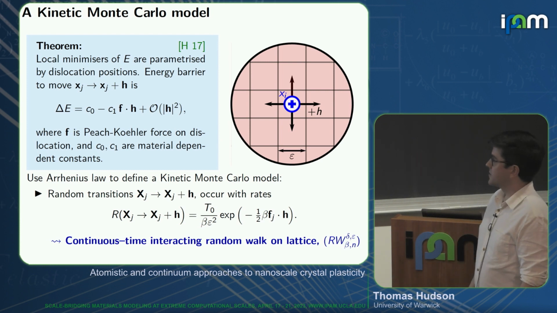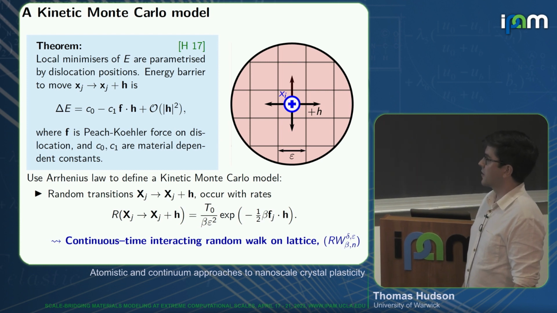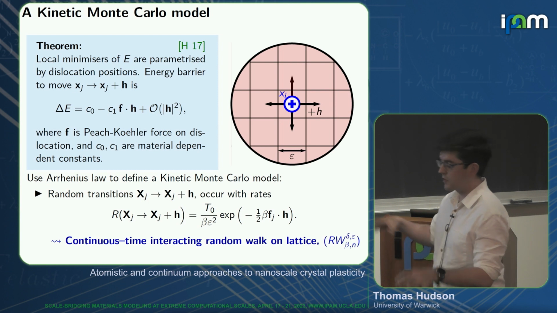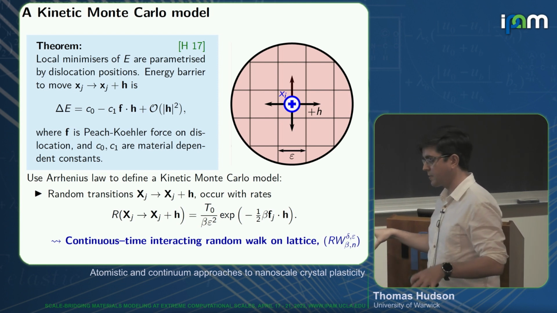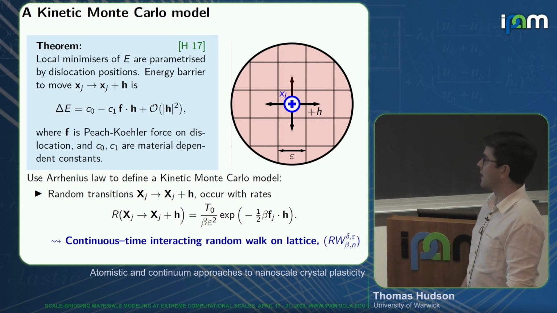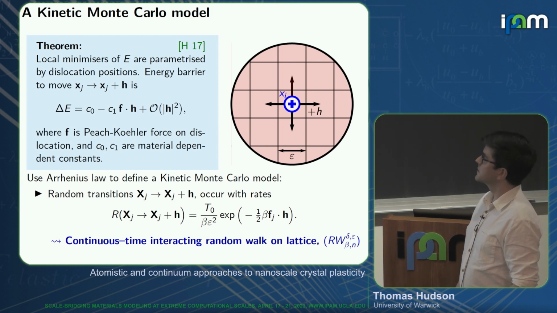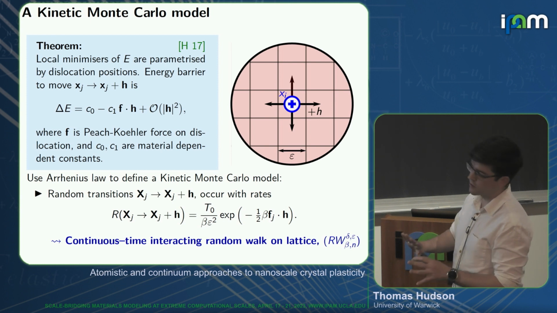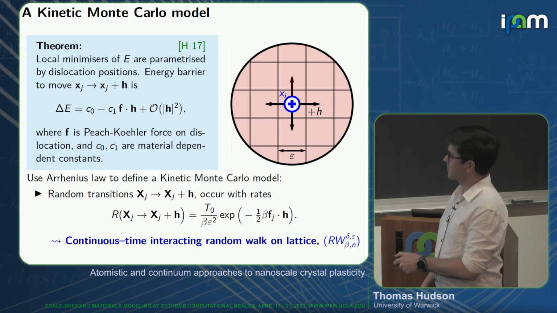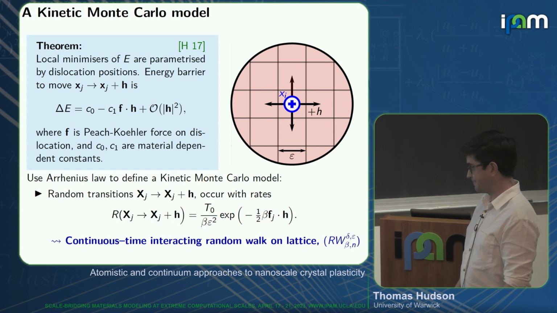Okay. And so that allows us to postulate a kind of kinetic Monte Carlo model, which is that I move with some constant rate, but tilted in some sense by the Peach-Koehler force that acts. So if you give me where the dislocation positions are, I can predict the Peach-Koehler force using continuum theory, and that gives me a tilt on the rates locally. And so that's something we can do and build a kind of random walk model on a lattice. So in this picture, I've got squares. I can do this with squares or triangles. It doesn't really matter what the lattice is, but I can build a lattice model in this way.